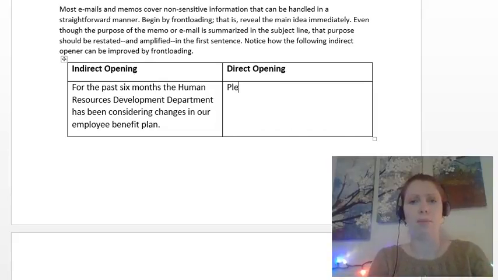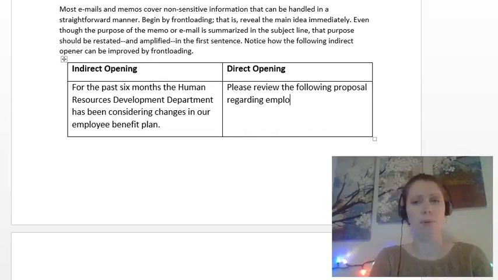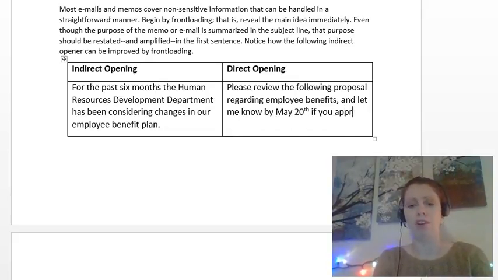But how about this? Please review the following proposal regarding employee benefit, and let me know by May 20th if you approve these changes.